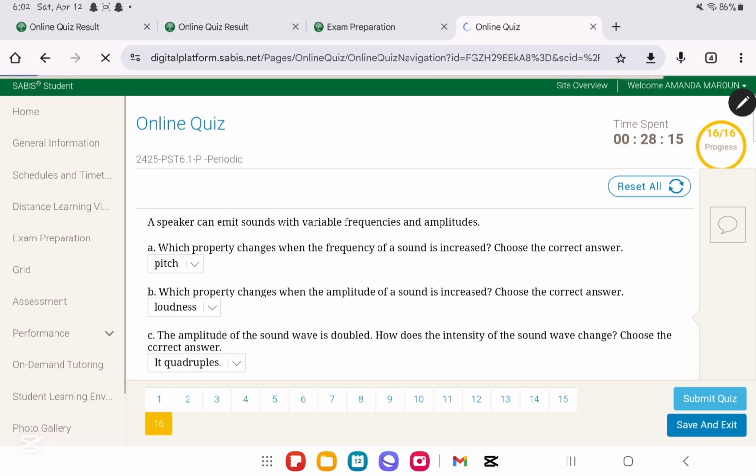So let us submit, and hopefully we do not have any mistakes. And thank God we don't have any mistakes.